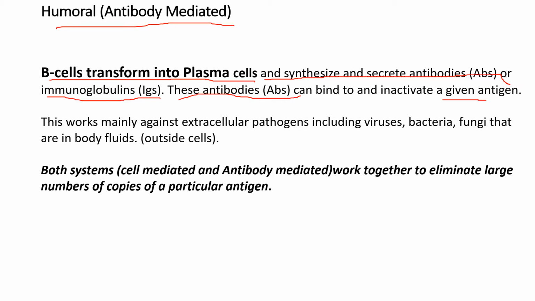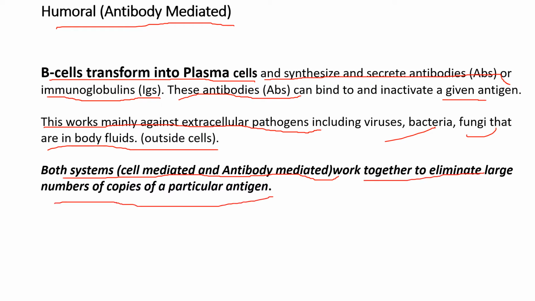This works mainly against the extracellular pathogens. So this works with stuff that's outside of the cell that's floating around, such as viruses, bacteria, fungi that are in your body fluids. Both systems, cell-mediated and antibody-mediated, work together to eliminate large numbers of copies of a particular antigen.